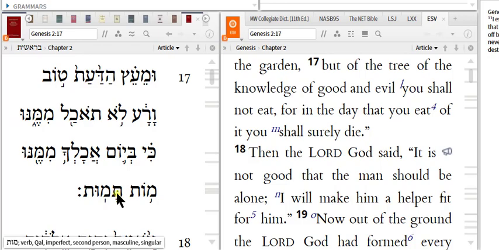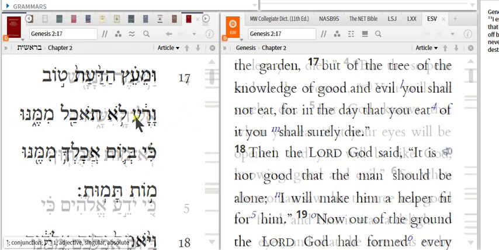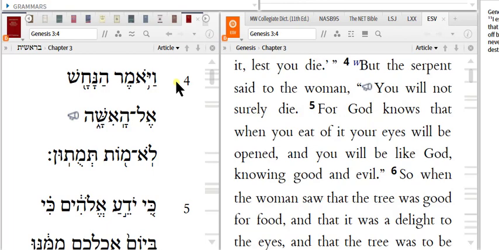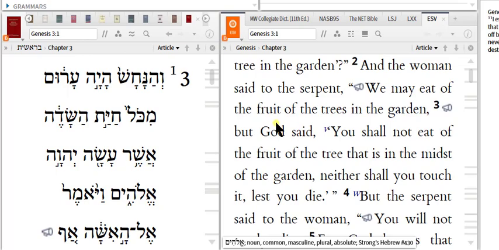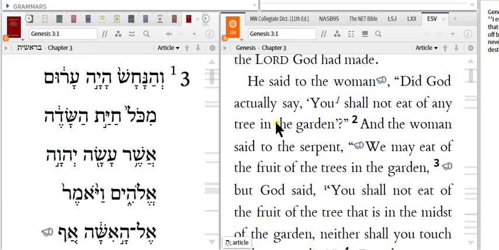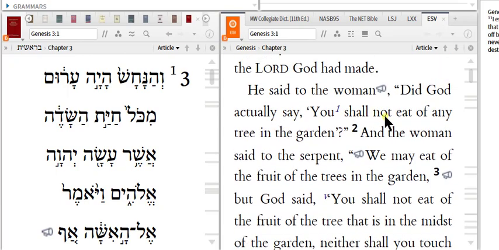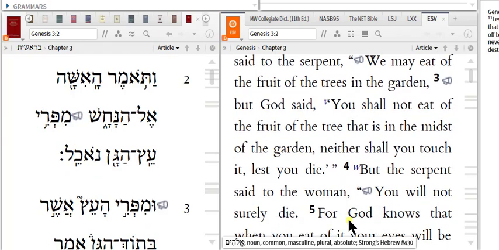So now let's look at the Genesis passage. So here we have Genesis 3:4, and here now is the dialogue between the serpent and Chava, Eve. And she is asked, actually we can back up just a little bit. The serpent asks, did God actually say, you shall not eat of any tree in the garden? And the woman said to the serpent, we may eat of the fruit of the trees of the garden, but God said, you shall not eat of the fruit of the tree that is in the midst of the garden, neither shall you touch it, lest you die.